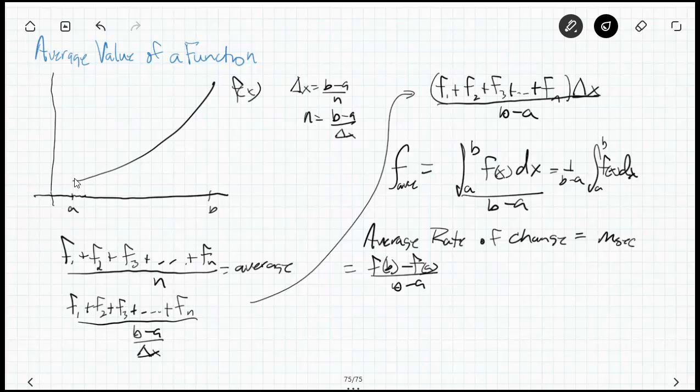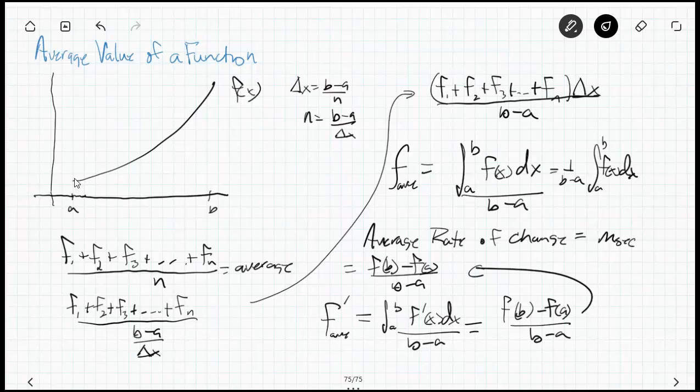So if I want the average rate of change, according to this formula, what I would be looking for is the average value of the first derivative, correct? So this would equal the integral from a to b of f prime of x dx over b minus a, which we know the antiderivative of f prime of x is just f of x, and then I'm going to evaluate it at its endpoints, and I get the same thing. I better get the same thing, right? If this is the average rate of change, this had better be the average rate of change as well.